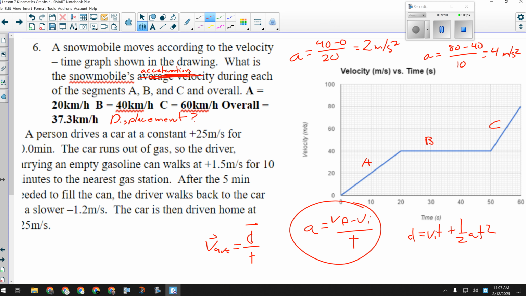How many people are done with the displacements? Okay, I'll give you a couple more minutes and then we'll look into that.